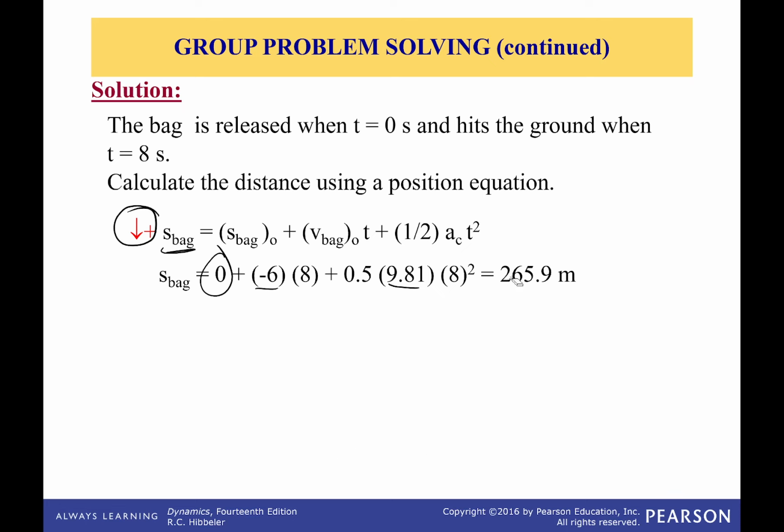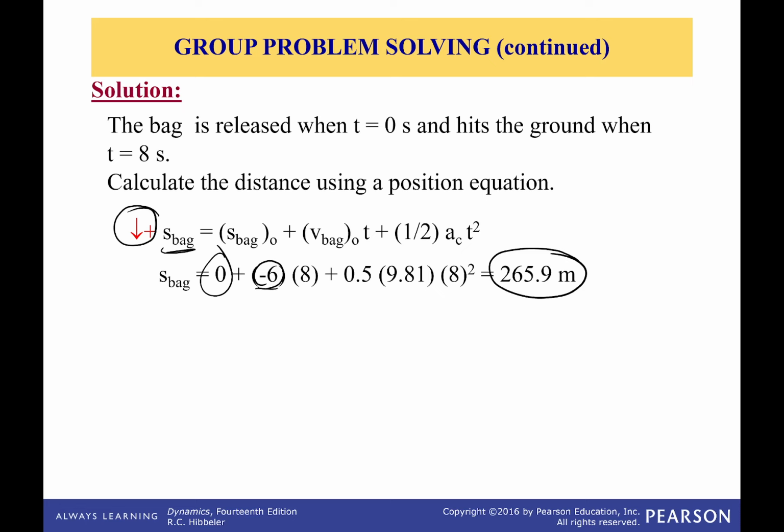Now, this is just my constant acceleration equation. I know everything in it, but my V naught was negative because it was initially going up, and I said that down was positive. If that confuses you, that's completely fine. Just make up positive and down negative, and your number will be a negative, but it's the same. I'll just have negative 265.9. No issues. Just be careful with how you do it. I plug in my time, 8 seconds. I plug in my acceleration, which is 9.81 meters per second squared, and I solve. So this is how far the bag fell.